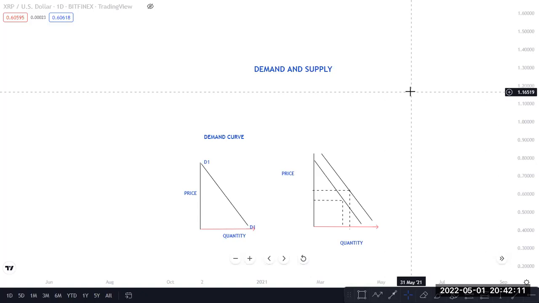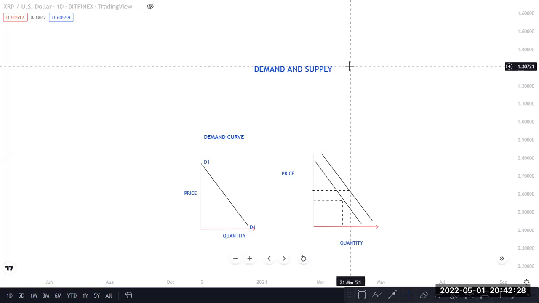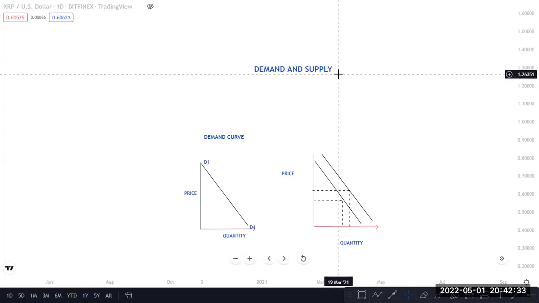So demand and supply is basically an economic concept used by economists to analyze the demand of any product, any good, any service in the economy. So they use this concept of demand and supply, which is just the study of the relation between current demand versus the current price of that coin or that product.